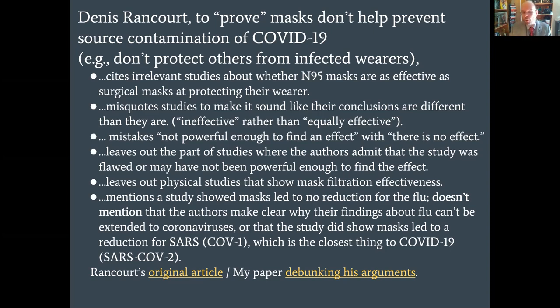He left out the parts of certain studies where the authors admit that the study was flawed or may not have been powerful enough to find the effect. He only quote mines and only quotes the part where they say we were unable to find an effect, and then leaves out the part later where they say, but we might not have been able to find the effect because the study wasn't powerful enough, right?